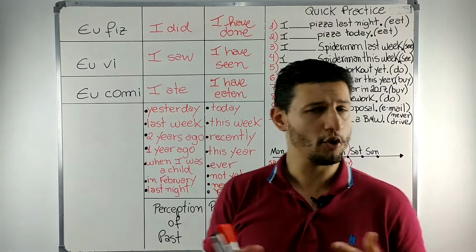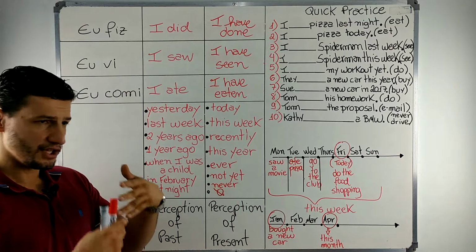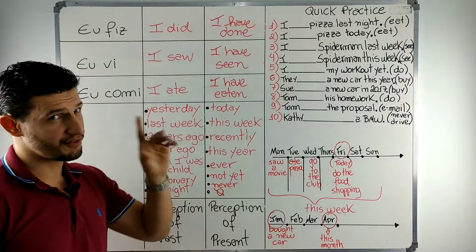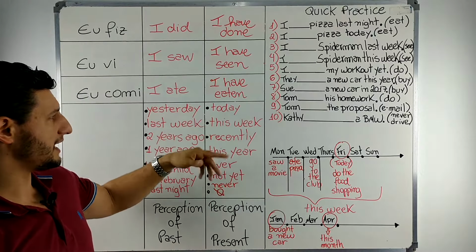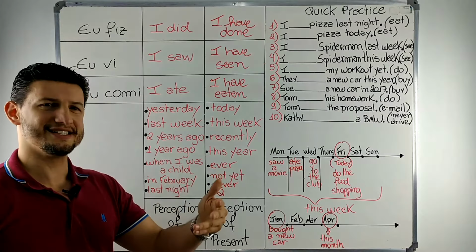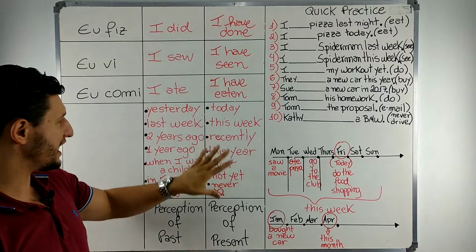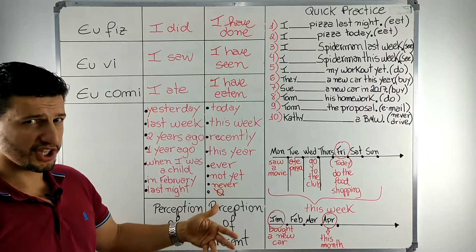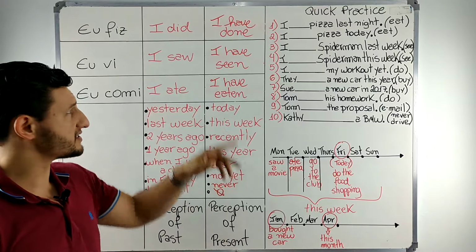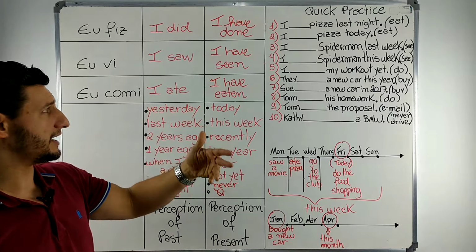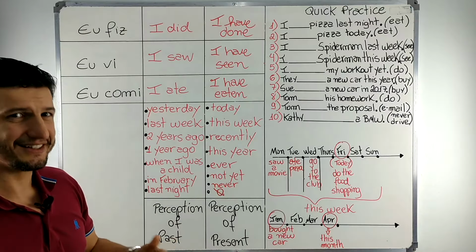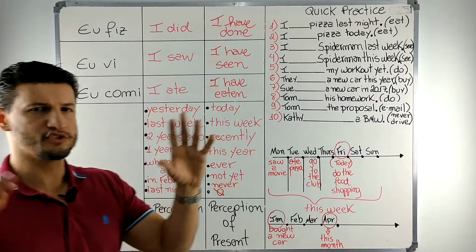On the other hand, whenever you use words that give people a perception of present, like today, this week, recently, this year, ever, not yet, never, or if you don't use any words, then you also give a perception of present and you say, I have done, I have seen, I have eaten. Alright? So I'll give you some quick examples.